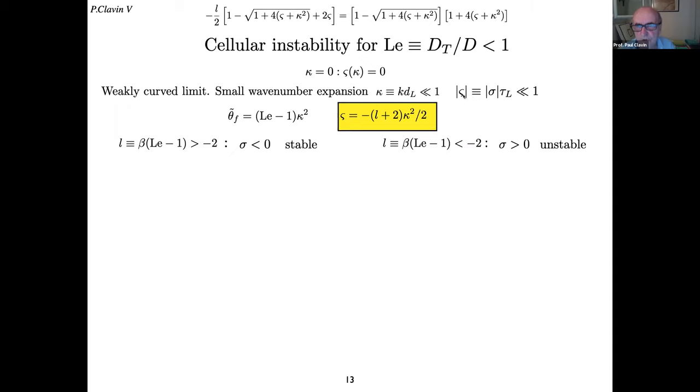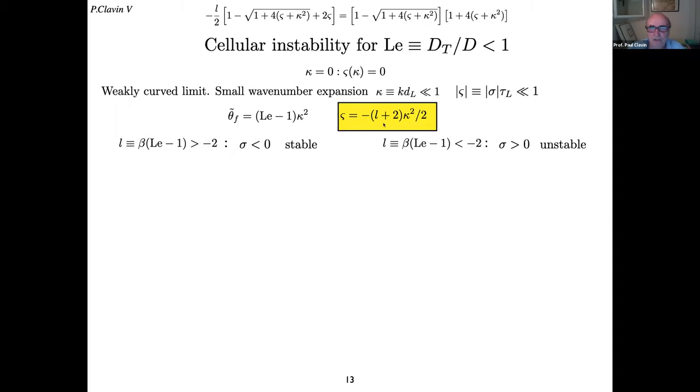This tells you that the growth rate is also smaller than unity. And here is the relation that you obtain. This is the main result. It tells you that the growth rate is proportional to the square of the wave number, as it should be because it is a diffusion coefficient.